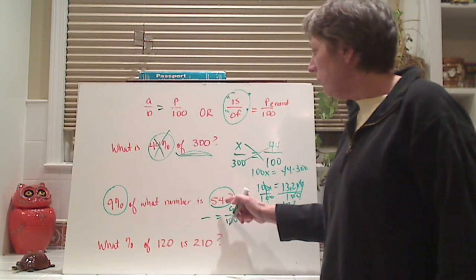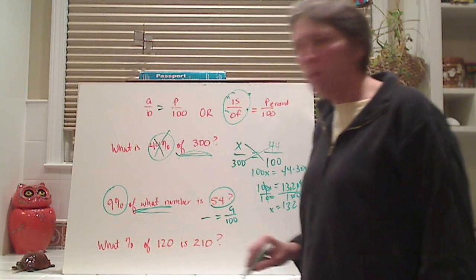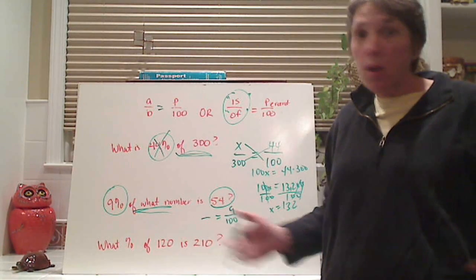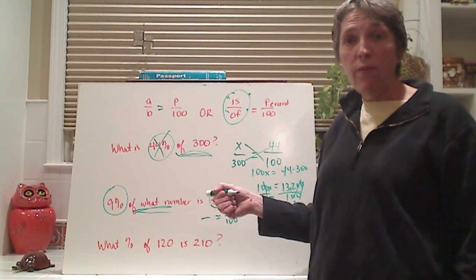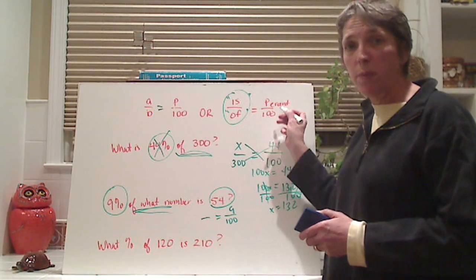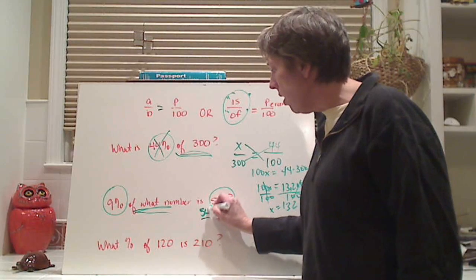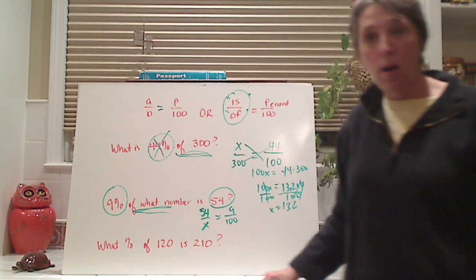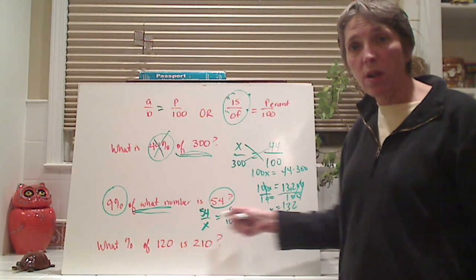Okay. Now, this is tricky. 9% of what number? Do we know what number it is? No. But we know it is 54. What's our formula for the percent equation? Is over of equals P over 100. Is is the part. So 54 is the part and x is the of. That's the missing part. So the x represents the 100% of the number we're trying to find.